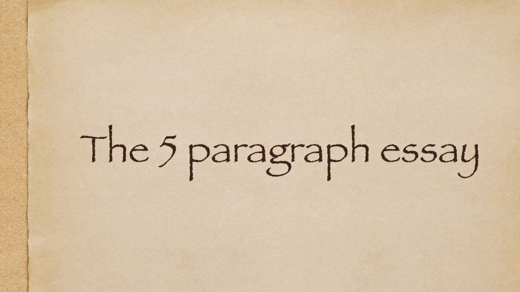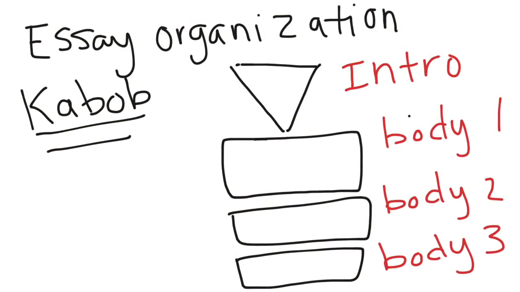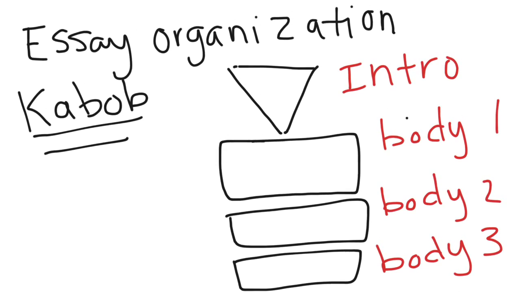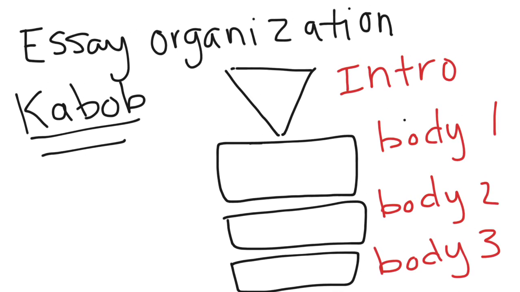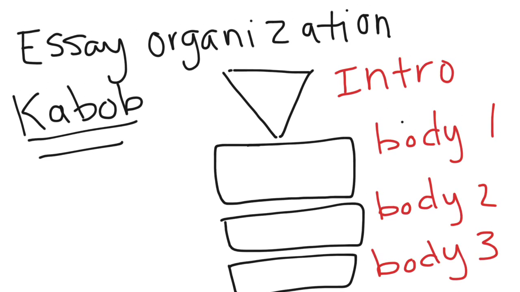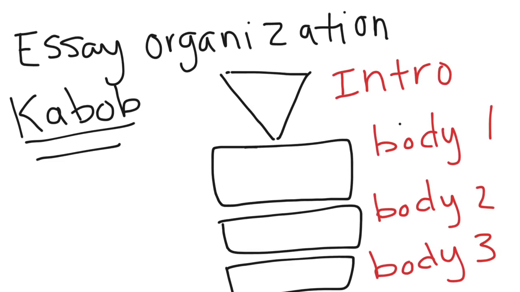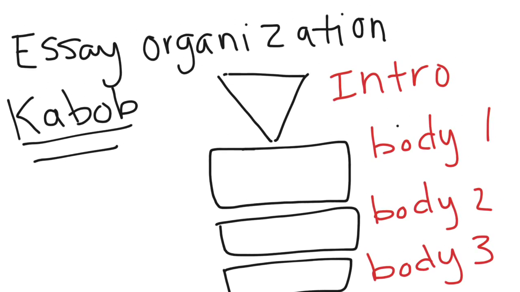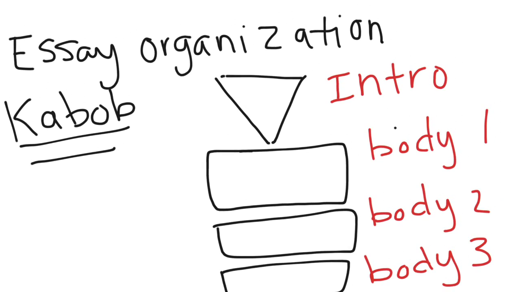So let's get started. Okay, so let's start out with the organization of the 5-paragraph essay. A 5-paragraph essay's organization can most closely resemble that of a kebab. Here's a picture of a kebab. It is made up of 2 triangles on the ends facing each other with 3 rectangles in the middle of it. Each shape in this kebab represents a different part of the 5-paragraph essay. So let's take a look at what each shape represents.